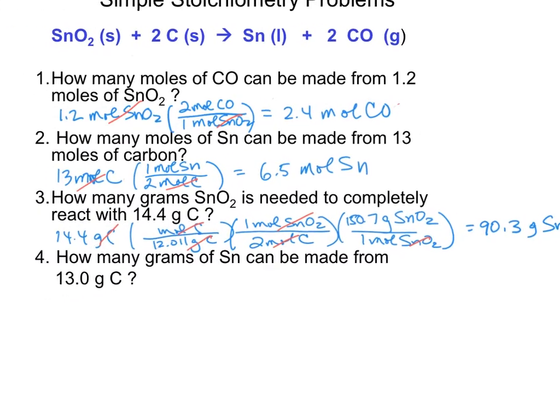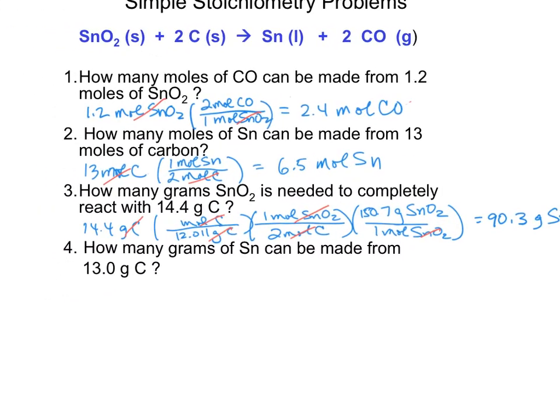Okay, so we went grams to moles, to the ratio of the coefficients, and that back to moles, and then to grams. Okay, similarly, how many grams of tin can be made from 13 grams of carbon? So you're going to have grams of carbon, you've got to go to moles of carbon, then you're going to go from moles of carbon to moles of tin, so it's a 2-to-1 ratio here.